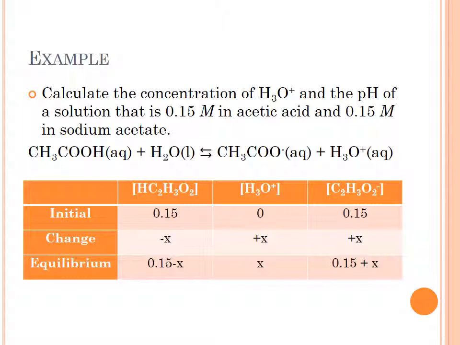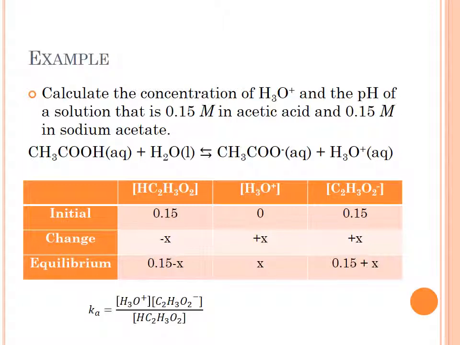If we start with an initial 0.15 molar acetic acid, no hydronium, and a 0.15 molar concentration of the acetate ion. Since I don't have any hydronium ion, it's going to have to shift towards products, so I'm going to lose X for the acetic acid, and I'll gain plus X and plus X on the hydronium ion and acetate ion. So my equilibrium concentrations will be 0.15 minus X for the acetic acid, X for the hydronium ion, and 0.15 plus X for the acetate ion.